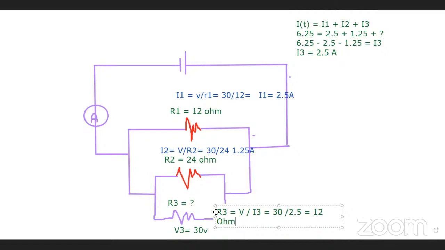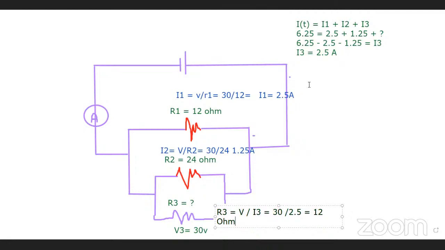Let's look at the question. We have to find I2. We are done with it. We have to find RT, the total resistance. We know the circuit is parallel. Which formula are we going to use? 1 over RT is equal to 1 over R1 plus 1 over R2, yes, plus 1 over R3.